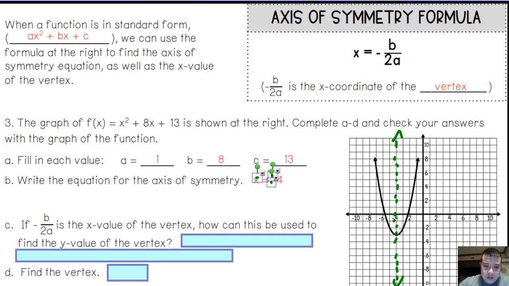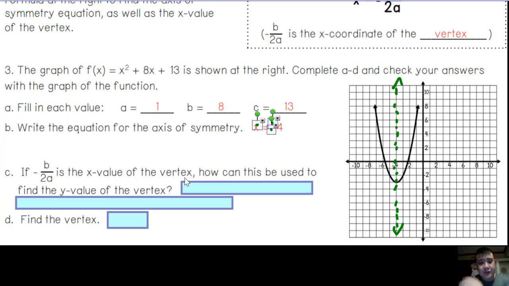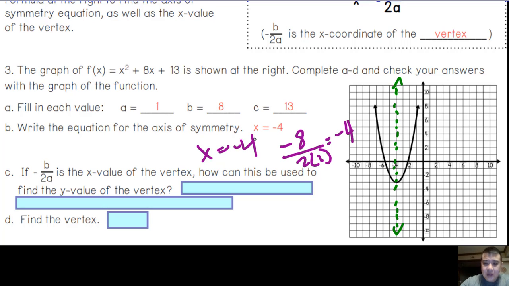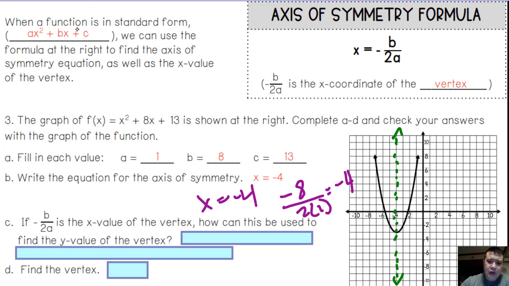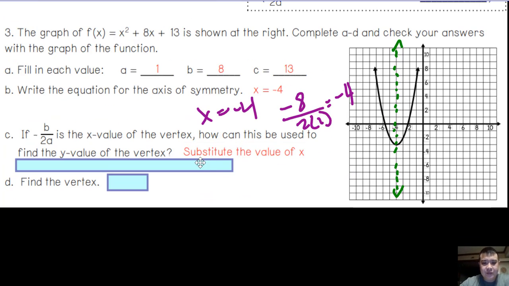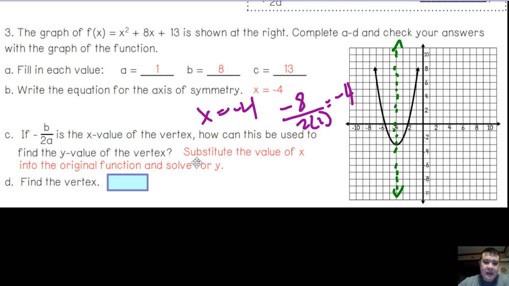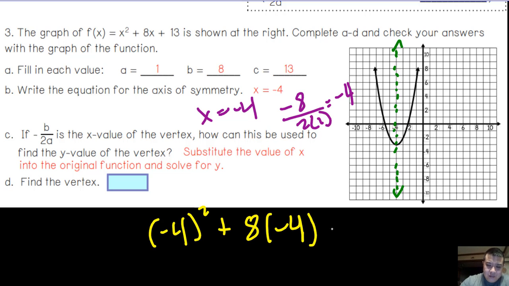It says if -b over 2a is the x value of the vertex, how can this be used to find the y value of the vertex? So, let's first prove that. If we take that equation, -b over 2a, what we would have is -8 over 2 times 1. And we can see this gets us -4, so x would equal -4, just like we see over here. If we find the x value, we can plug in -4 into our function to find the y value. So we substitute the value of x into the original function and solve for y. So our vertex, therefore, would be -4 squared plus 8 times -4 plus 13.